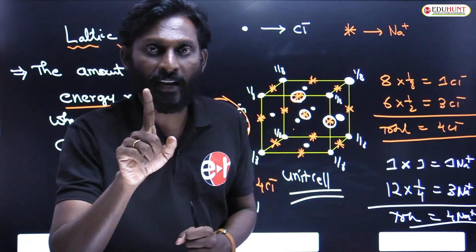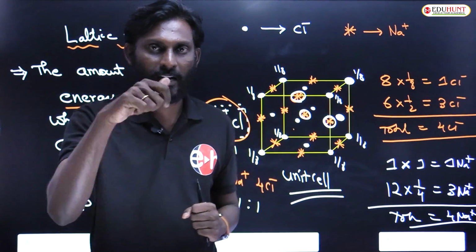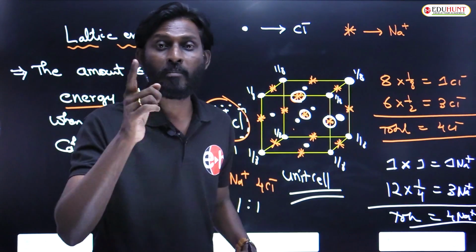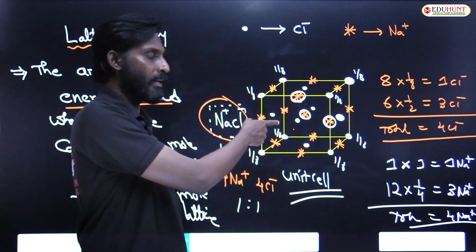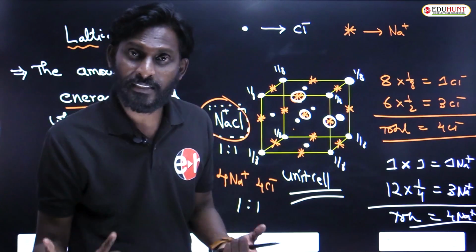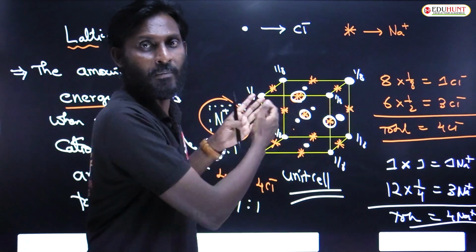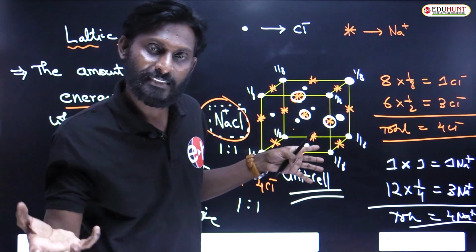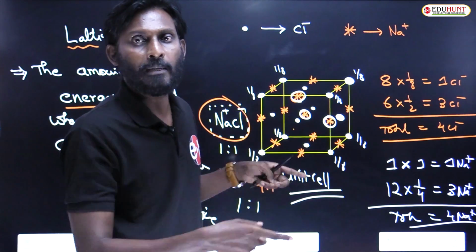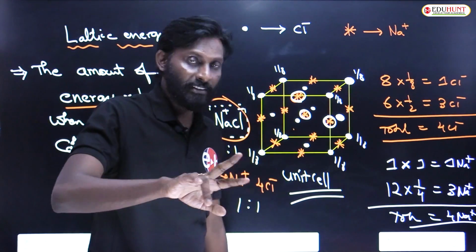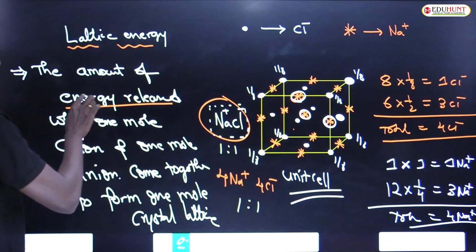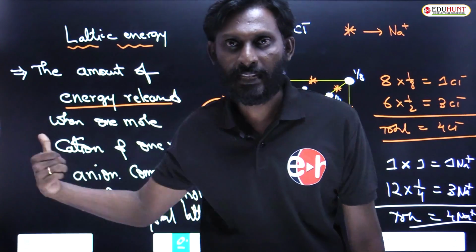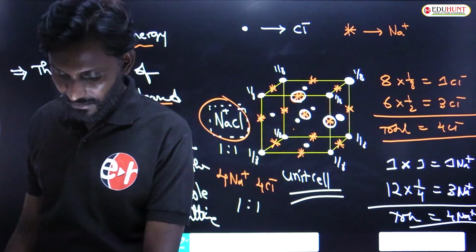Okay. But you can define the lattice energy in another way also. Let me ask you a question. If you want to break this lattice, how much energy should I supply? Obviously the amount of energy lost when it is formed. To break this lattice, you have to supply the same amount of energy which is lost in the process of formation of this lattice. So you can define the lattice energy in both ways: the amount of energy released when the lattice is formed, or the amount of energy required to break the lattice. In both ways, lattice energy will be the same.